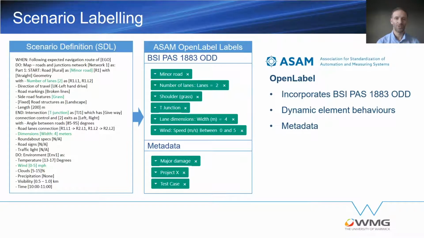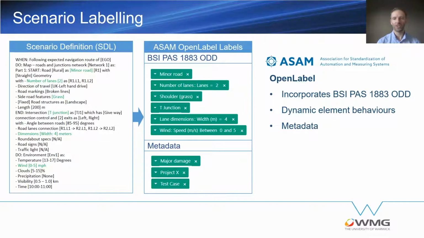So the question comes to what set of labels should we use? Following a standards-based approach, we have chosen to align the database with the ASAM Open Label Standard, which is currently being developed by an international group of industry stakeholders. It is being developed to address the broad needs of the CAV community in labelling scenarios and for annotating real-world captured data. Critically, Open Label contains the BSI PAS 1883 labels for defining operational design domains for CAVs.